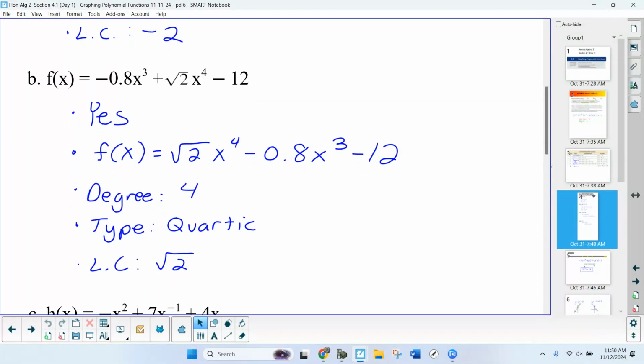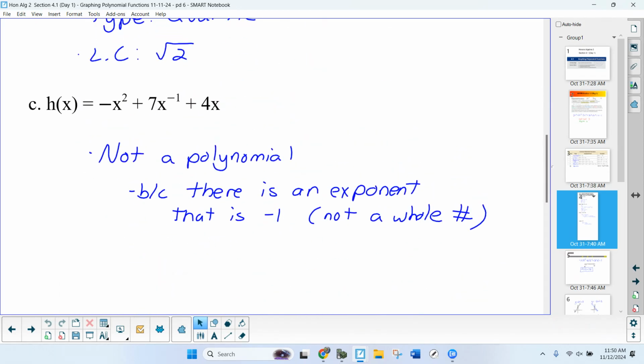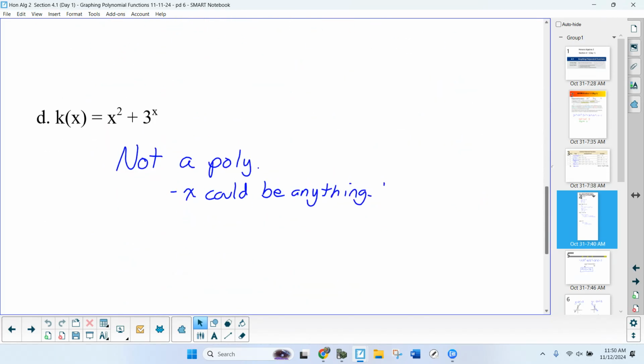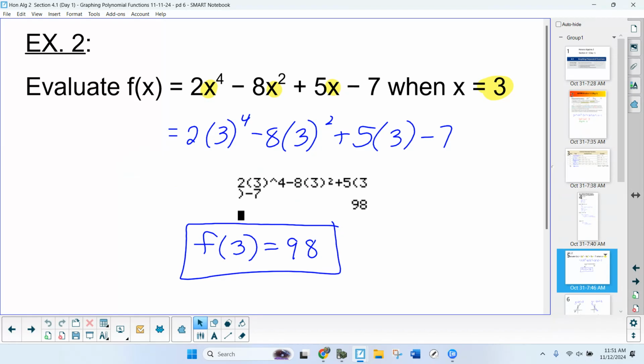We did the same thing here. This one looked funky, but it was a polynomial function because the square root of 2 is a real number. The degree is 4, leading coefficient square root of 2, it's quartic. This one was not because you can't have a negative 1 as your exponent because it's not a whole number. And this one wasn't because the exponent x could be anything. Then in this one, evaluate when x is 3, we just plugged 3 in and evaluated.